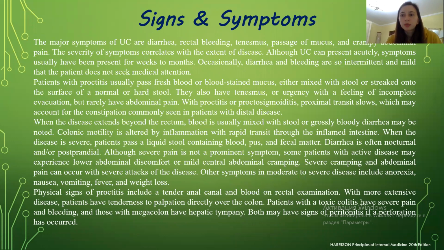Signs and symptoms. The mild symptoms of ulcerative colitis are diarrhea, rectal bleeding, tenesmus, passage of mucus, and crampy abdominal pain. The severity of symptoms correlates with the extent of disease. Although ulcerative colitis can present acutely, symptoms usually have been present for weeks to months. Occasionally, diarrhea and bleeding are so intermittent and mild that the patient does not seek medical attention.